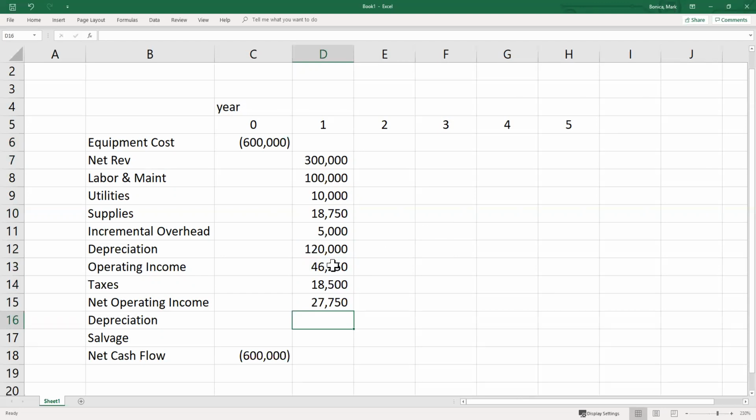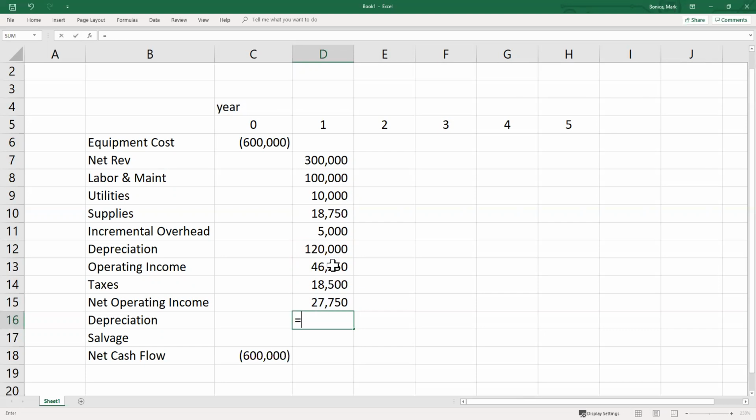Now, that is not cash flow, though, right? Because depreciation is not a cash expense. So I'm going to take my net operating income and add back the depreciation that I charged myself to actually get my cash.